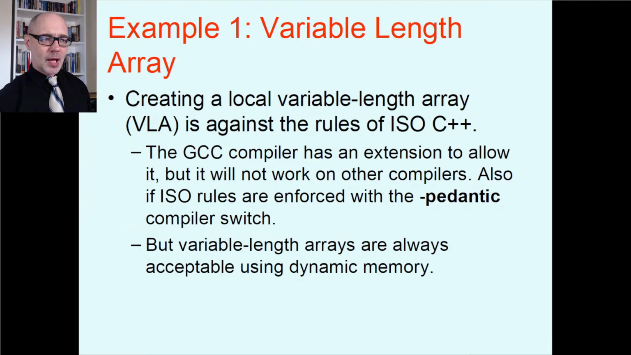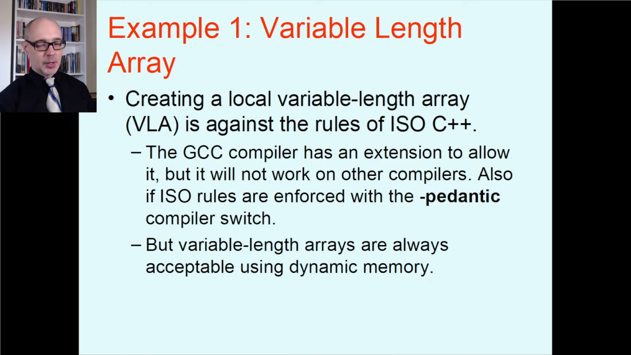All right, a couple of examples of this very important idea of dynamic memory allocation. So example number 1, creating a local variable length array, or VLA for short, a variable length array where you used a variable to declare the size of an array. That is against the rules of ISO C++, against the rules of International Standards Organization C++. You cannot make an array declaration with a variable in the brackets on the local stack.